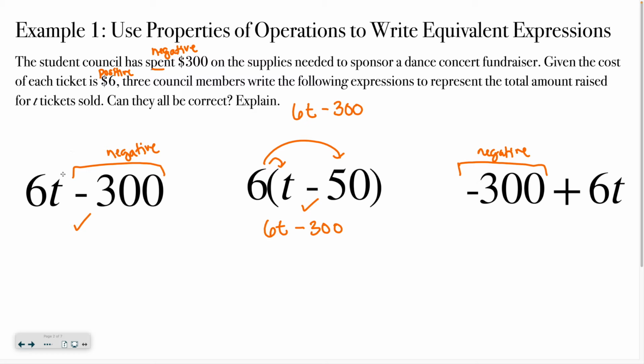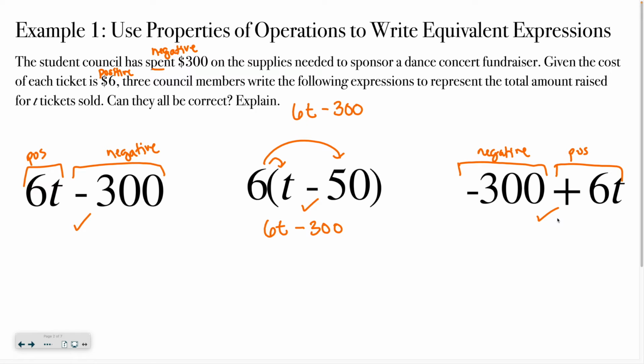Perfect. If I look over here, this 6t is positive. If I look over here, this 6t is positive. So my signs match, the negatives and positives match, the numbers match, and the letters match. That means that this is also an equivalent expression. I just switched the order, or this person switched the order, and that's just fine, okay?